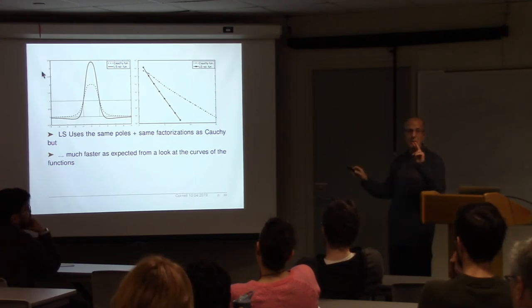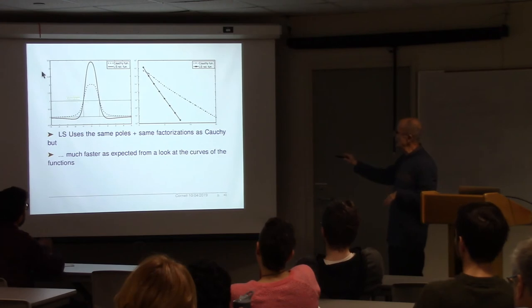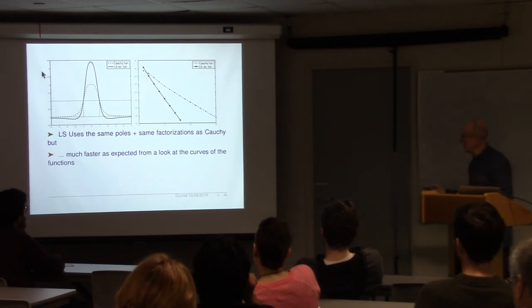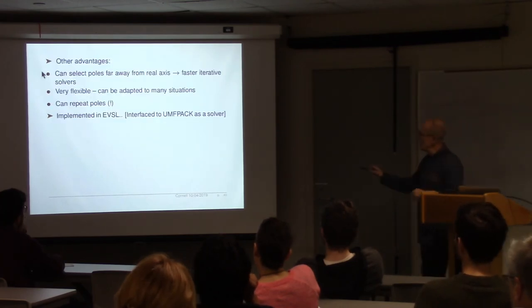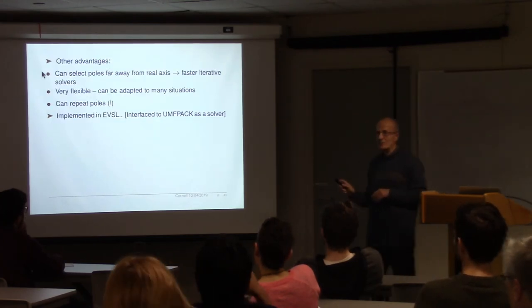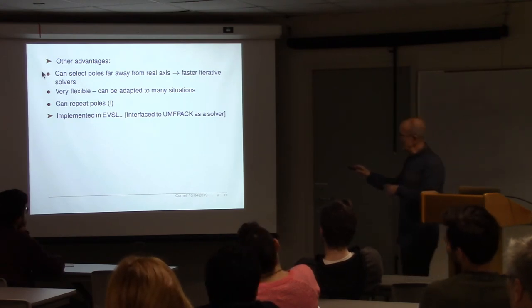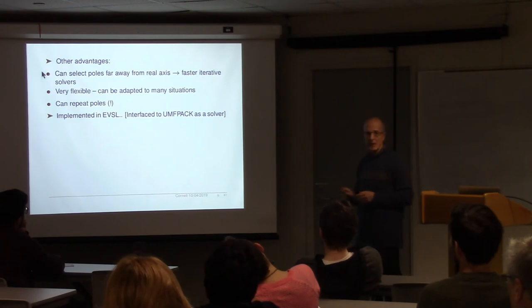And they use the same number of poles, by the way. It's exactly the same number of poles. You can guess from the separation that this would do better. Well, that's the final illustration of this. There are other advantages. In particular, you can choose the poles, it's very flexible, it has a lot of advantages. So you put that in EVSL, our code.